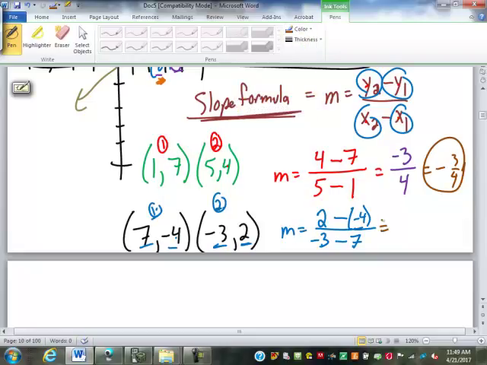So 2 minus a -4 becomes 2 plus a +4, which makes 6. And -3 minus 7 is -10. Now, once again, it's a positive divided by a negative, so we know that answer is negative. Both 6 and 10 divided by 2 give me 3/5. So it's a -3/5 slope.